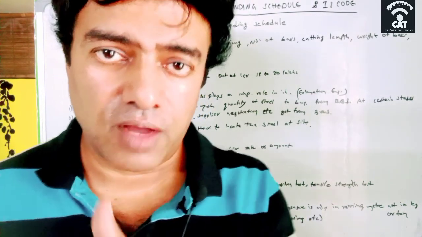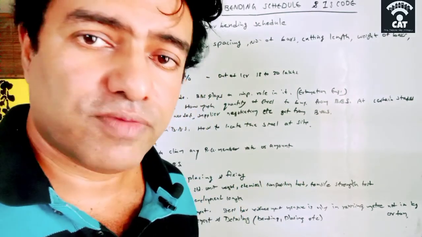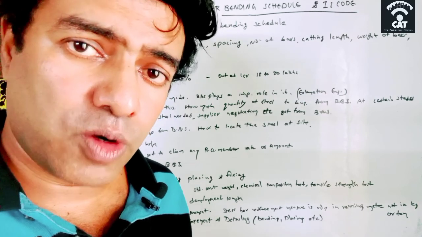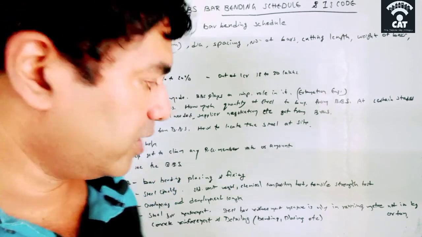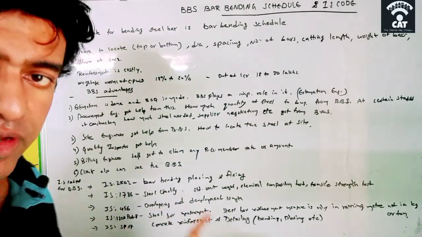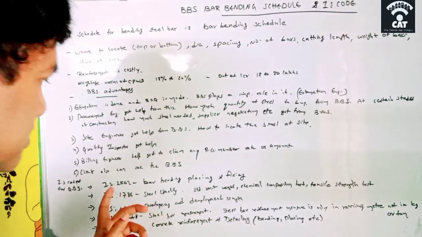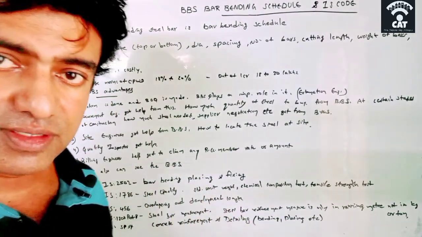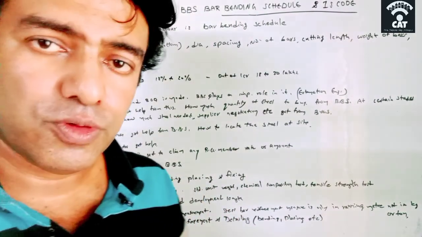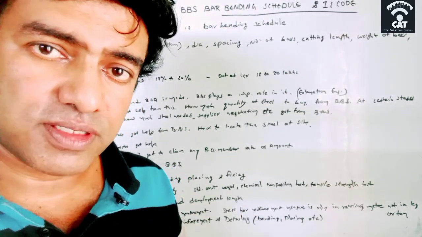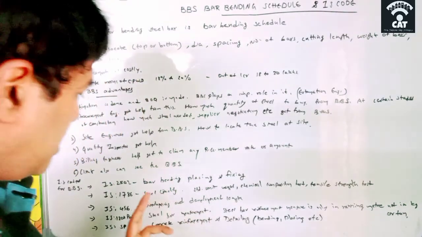Now let us have a look into the IS codes, from which the BBS quantities, quality, everything comes. Okay. There are 5 IS codes I am introducing here. The first one is IS 2502, and it deals with bar bending, placing and fixing. So how to bend the bar, how much the bend should be, and where to place it, lapping, everything deals with this IS 2502.